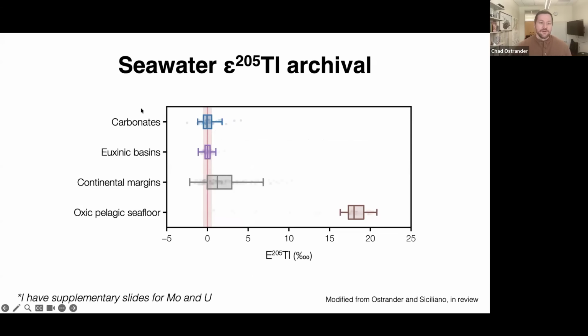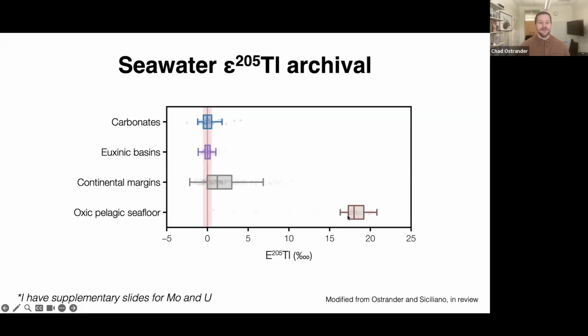So here, in terms of seawater archival, these are different environments shown in box and whisker form. Here are the sediments from the Great Bahama Bank. Here are sediments from euxinic basins, continental margins, and the oxic pelagic seafloor. These are the cap epsilon values. Again, this is the difference relative to seawater. Things that plot on the red line do not fractionate thallium isotopes. Things that are positive are offset by manganese oxides.